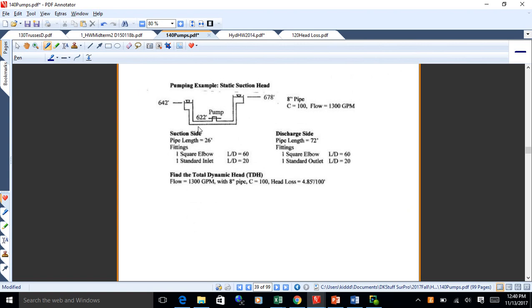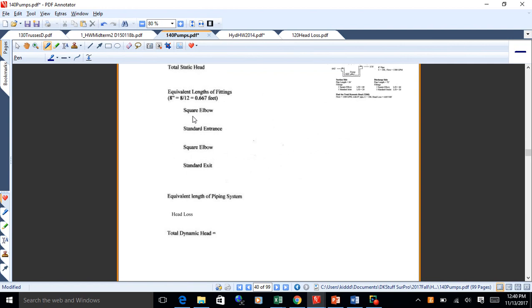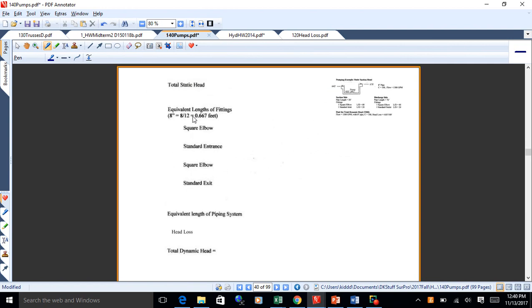So why don't we have a look at this thing on page 139, if we've got time to do one of these? All right, and let's just go through and figure this thing out. Let's see if we can find what we call the TDH, total dynamic head, for this thing.